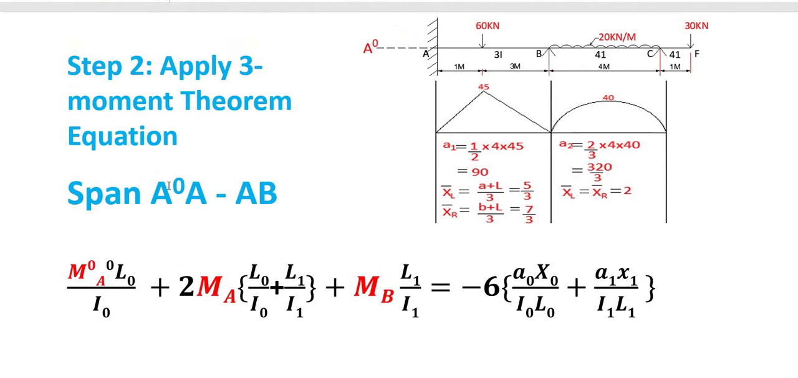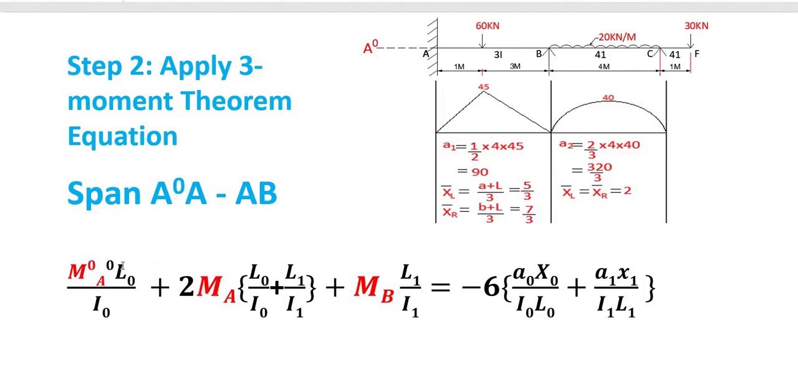Now we are going to apply for span A0A and AB, from here to here. So this is how the three-moment theorem equation looks like.